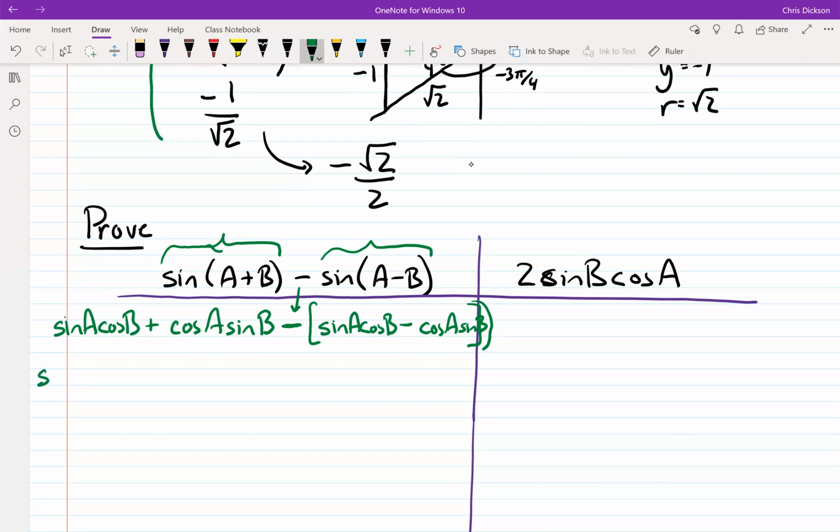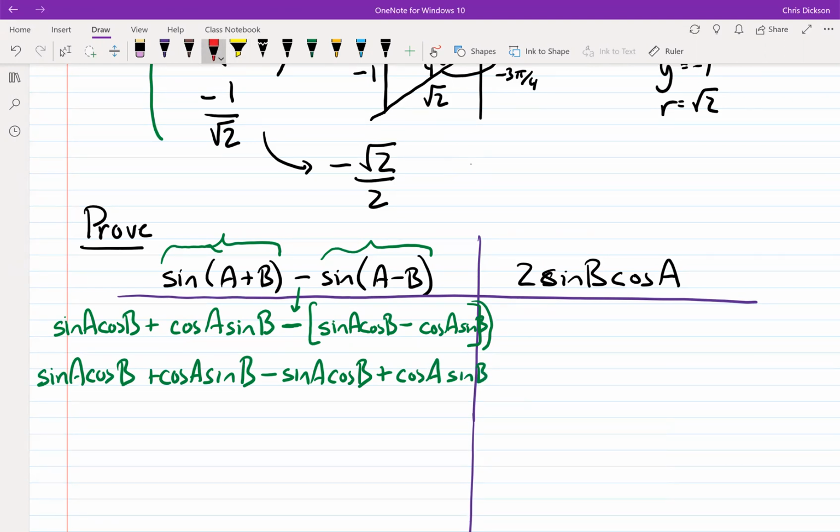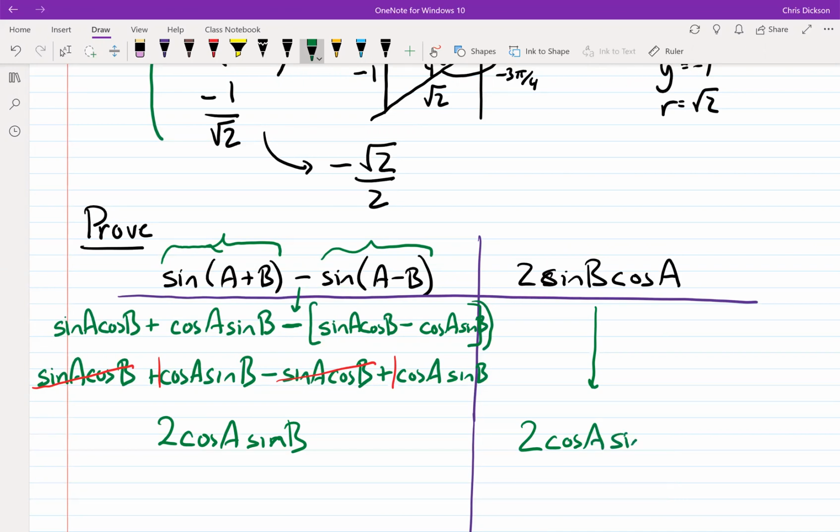Okay, so let's drop that set of brackets. So sine A cos B plus cos A sine B minus sine A cos B, but then that negative turns the other negative to a plus cos A sine B. And you'll notice that two of these terms are going to cancel. Sine A cos B will cancel with negative sine A cos B. And I've got one of those and one of those, so I have two of those. So I have 2 cos A multiplied by the sine of angle B. And of course, this is the same thing. It's just arranged differently. 2 cos A sine of B. So really what you're doing is just recognizing identities in this chapter.